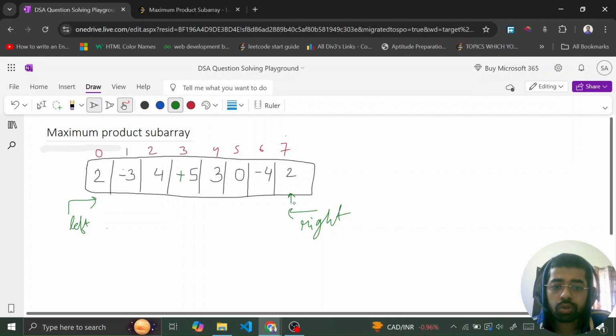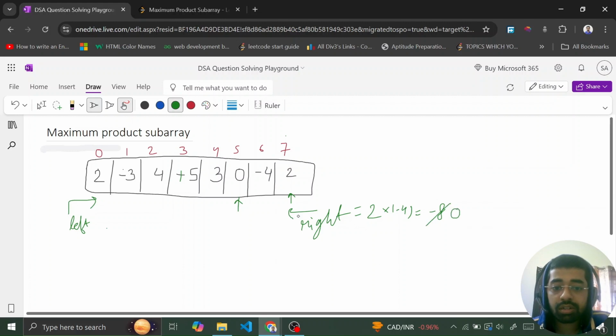Any one of them will give us the maximum product. Okay, so we have a 2, let's take on the right, we have a 2. Okay, we have a -4. What it becomes? -8. Fine. Okay, now we encountered a 0. Oh no, we have encountered a 0, so this thing becomes a 0 now.